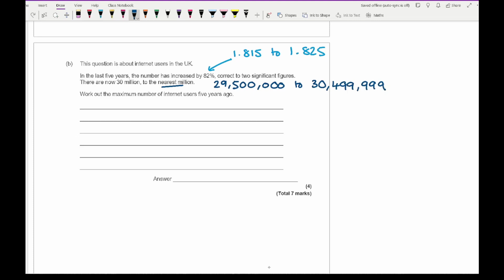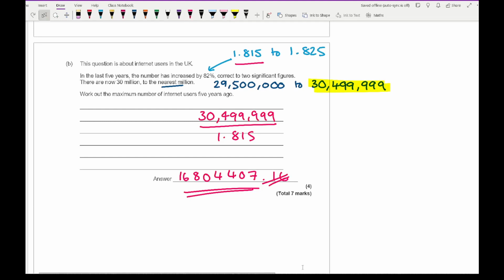Now for this, all we then need to do is to work out the maximum number. So what we want is the biggest number of internet users, which is going to be this, and we want the lowest percentage, which is going to be this. So it's going to be 30,499,999 divided by 1.815, and we should have an answer on the calculator of 16,804,407.16. Now we don't need to include the 16, so I'll leave that as my final answer.